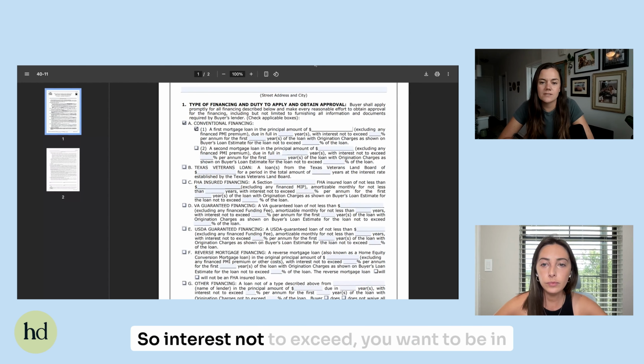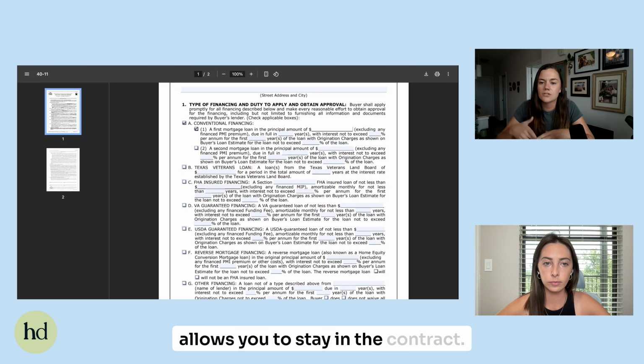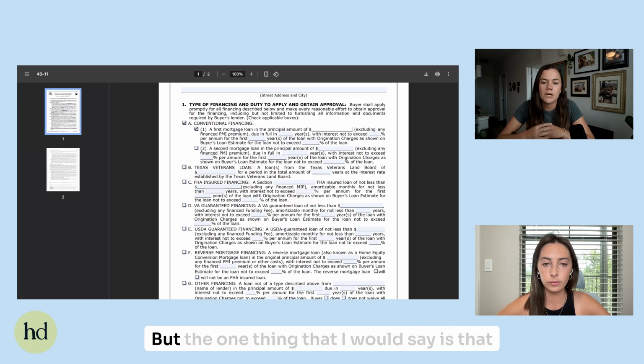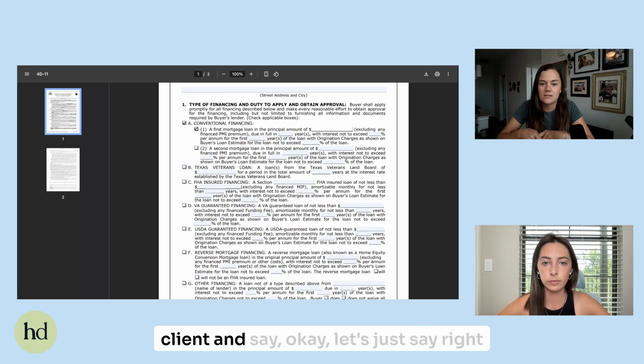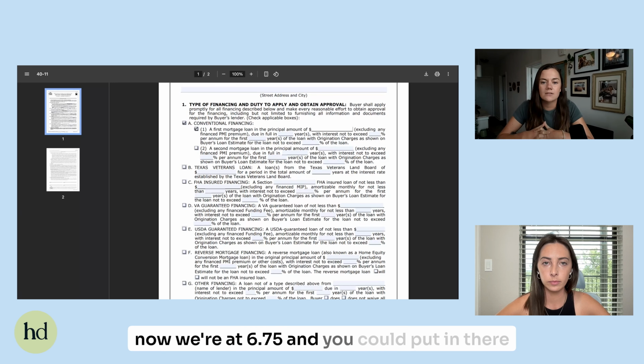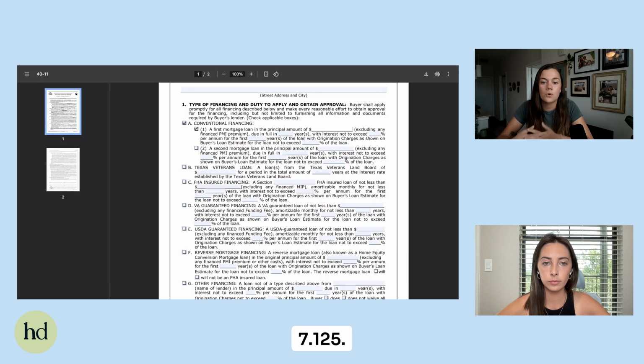Yes. So interest not to exceed, you want to be in communication with your lender partner on this. My best practice is I always round up a little bit, just to allow, if the market shifts before we actually lock that rate, it allows you to stay in the contract. It's not an out for you. But the one thing I would say is that the lender should have a conversation with the client and say, okay, let's just say right now we're at 6.75 and you could put in there 7.125.